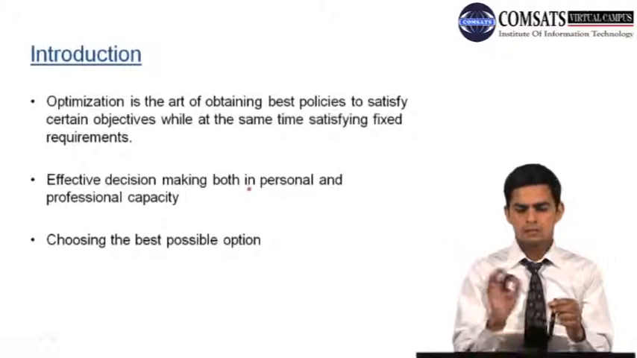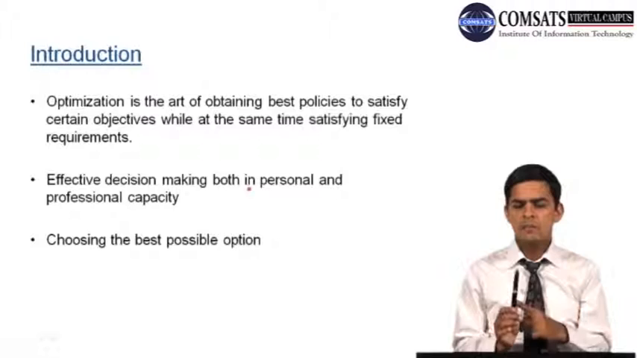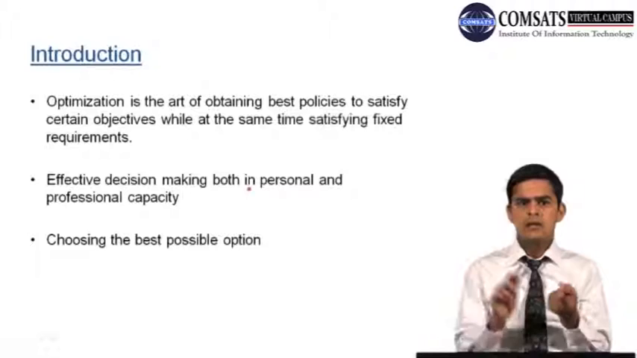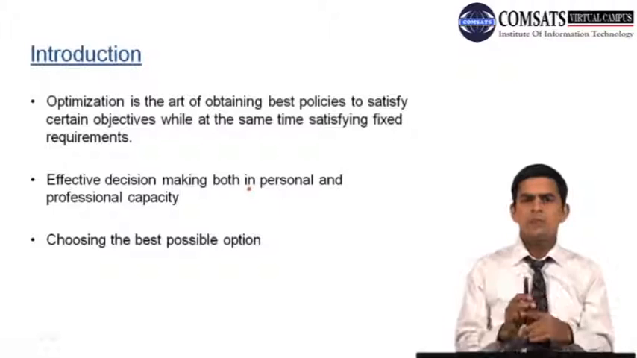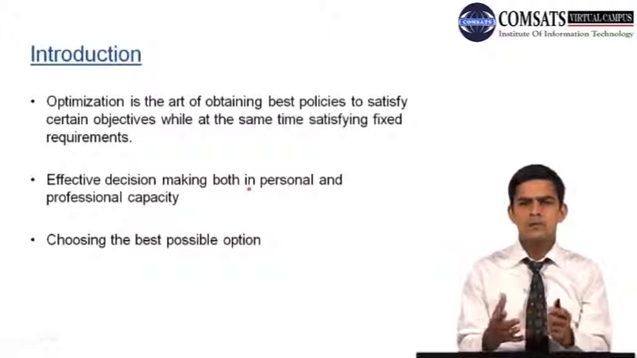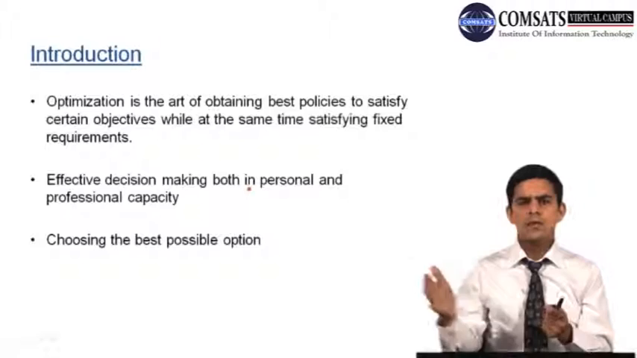So we want to obtain the best policies to satisfy certain objectives, right? So we always have an objective in mind. We want to go from one place to another, so we have an objective. We want to go from point A to point B, but our restriction is it's already 9:15. I want to get there by 9:30, so I've only got 15 minutes. So what do I have to do to get from point A to point B in 15 minutes? Then I'll probably choose the quickest possible route.